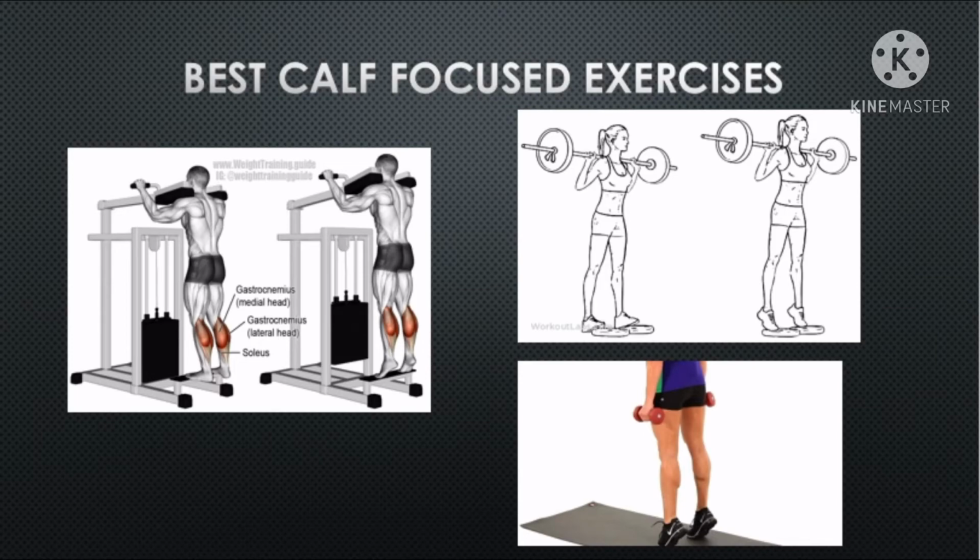Although this isn't necessarily the best for hypertrophy, jump roping definitely relies heavily on your calves. So, any sport or exercise that you really have to jump in, such as basketball, could activate your calves as well.